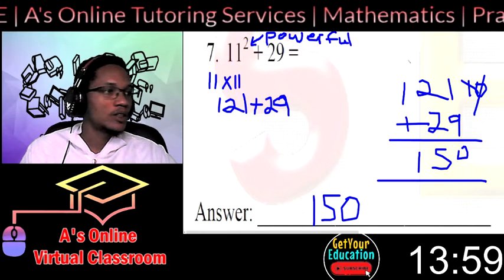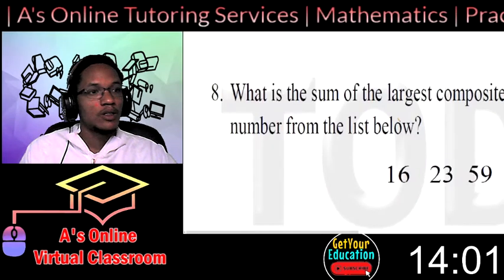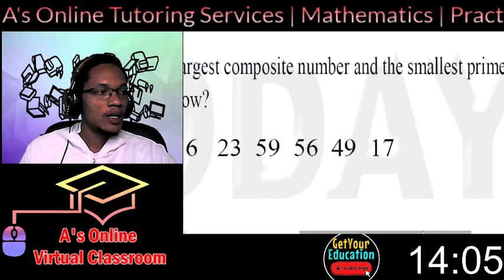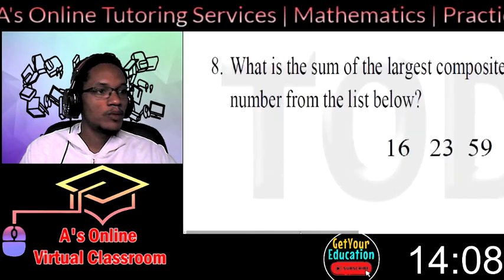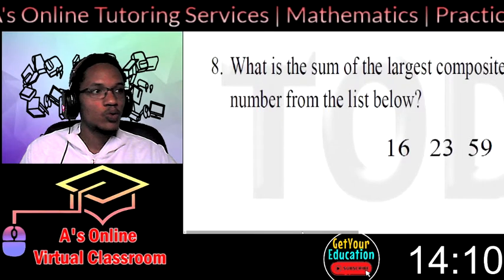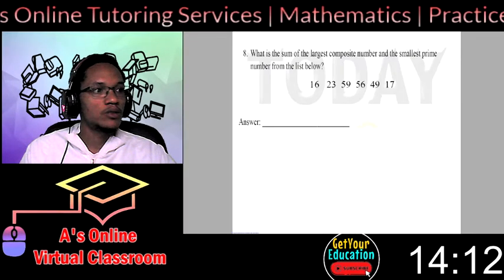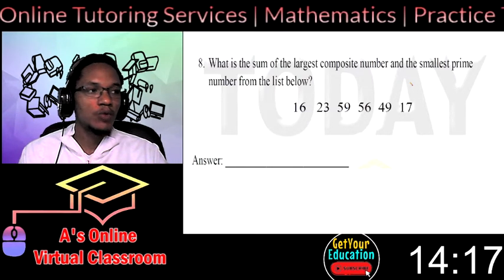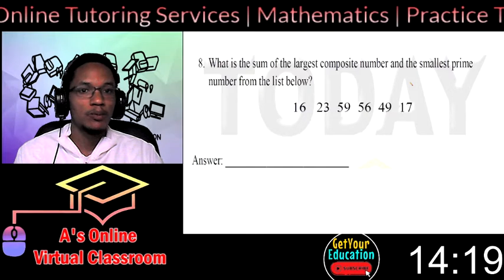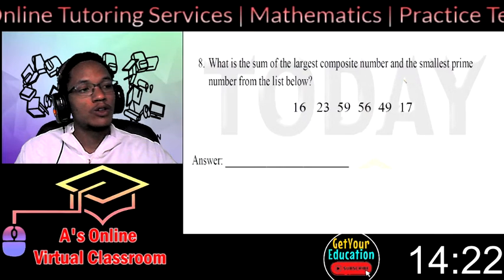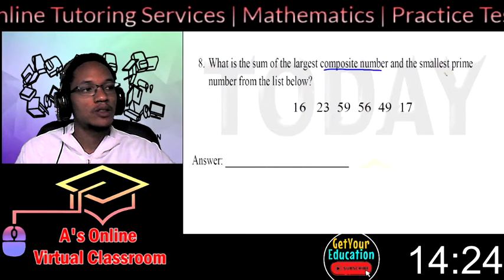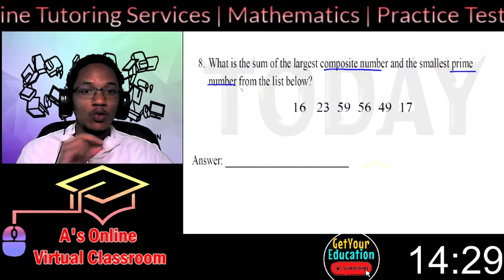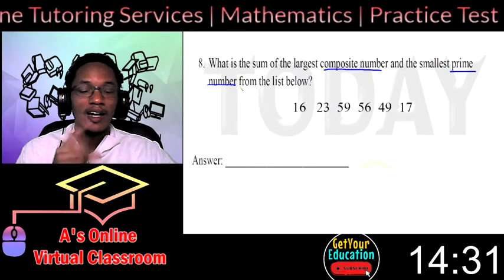Alright, next question. What is the sum of the largest composite number and the smallest prime number from the list below? So, first of all, what is a composite number and what is a prime number? So, a prime number is any number that can only be divided by 1 and itself.